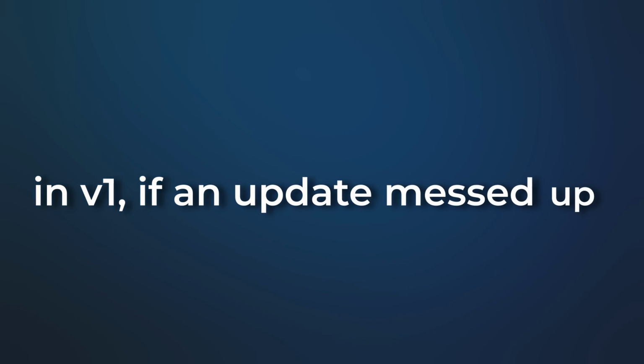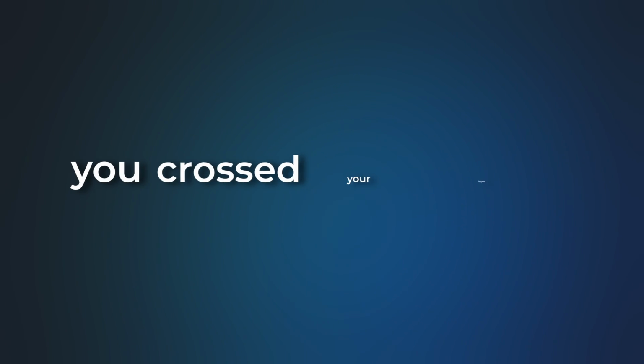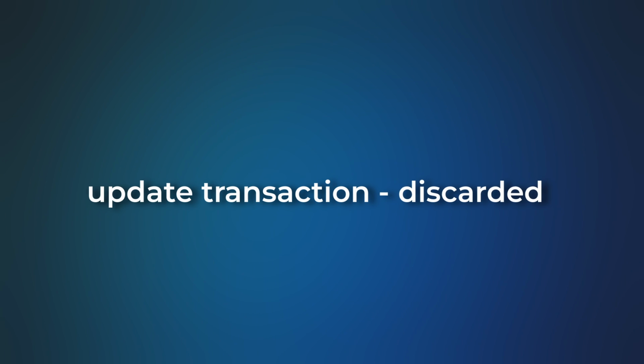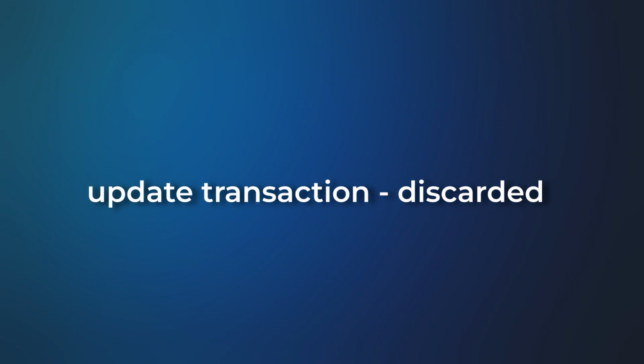In ABroot v1, if an update went haywire, you crossed your fingers and hoped for the best. Rollbacks were like retracing your steps blindfolded. Whereas in v2, if an update fails, it discards the transaction entirely without leaving any traces.